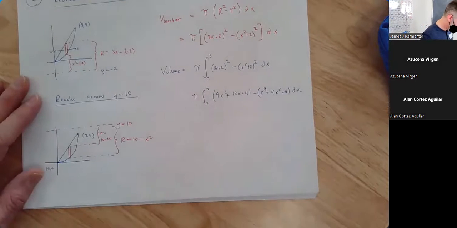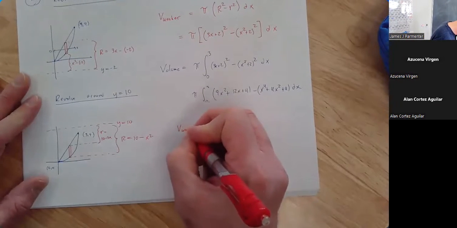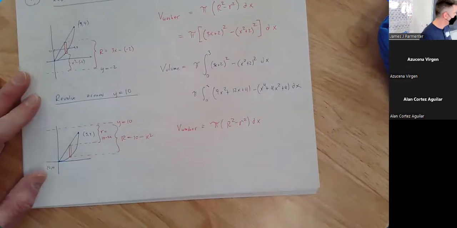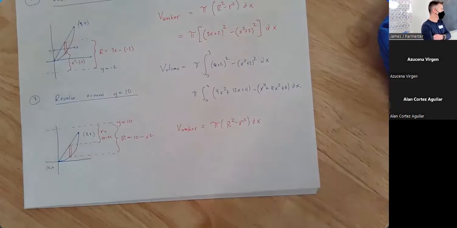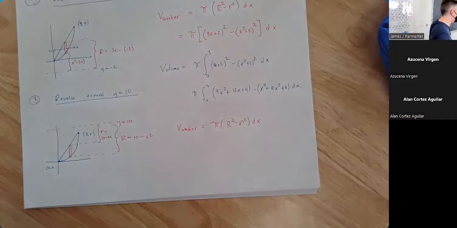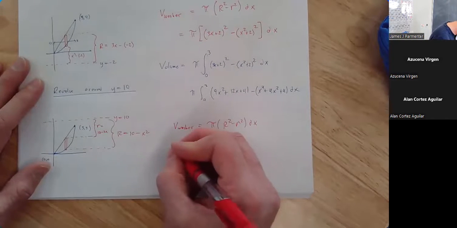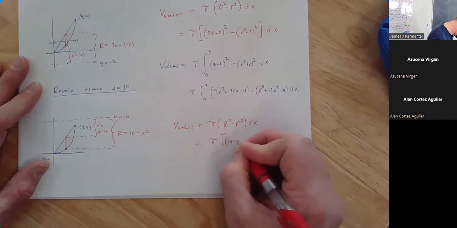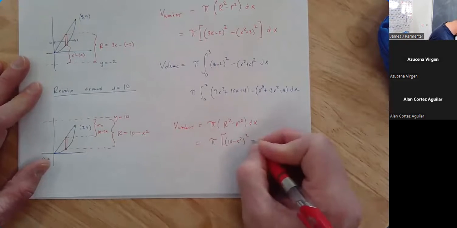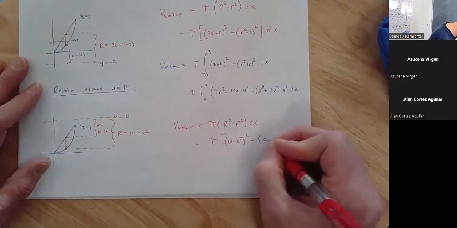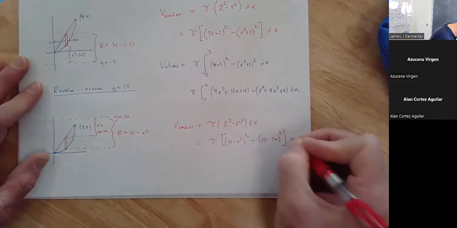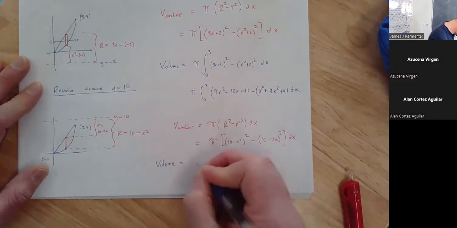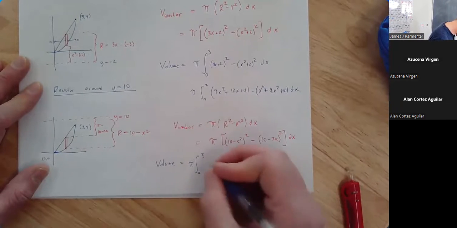So here, one more time, the volume of my washer is going to be pi times big R squared minus little r squared times the thickness. I like to write that every time. I just find it comforting. It's like, oh yeah, I remember what I'm doing. So then the volume of our washer would be pi times the big radius, 10 minus x squared, squared, minus the little radius, 10 minus 3x, squared, dx. And then finally, to find the volume, we would just integrate that from 0 to 3. Put the pi out in front because we can.